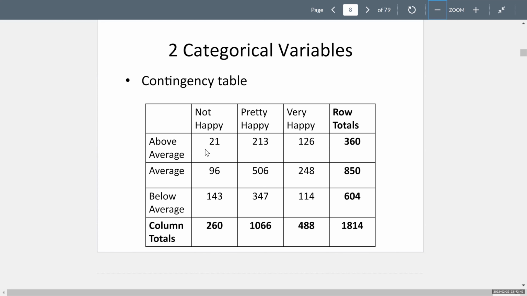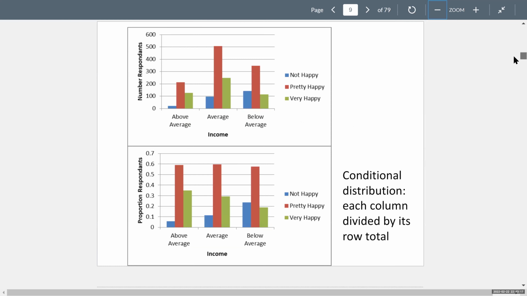All right, so we can take 21, divide by 360, 213, divide by 360, 126, divide by 360. That's going to give us our proportion of people who had above average income, that were not happy, pretty happy, and very happy. And we're going to do the same thing for our other rows. 96 divided by 850, 506 divided by 850, 248 divided by 850, and the same thing for our last row. All right, so if we look at the graph, we're going to see that it looks a little bit different.